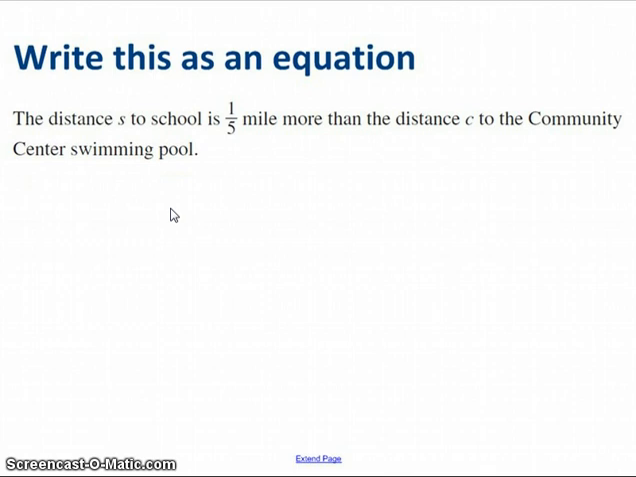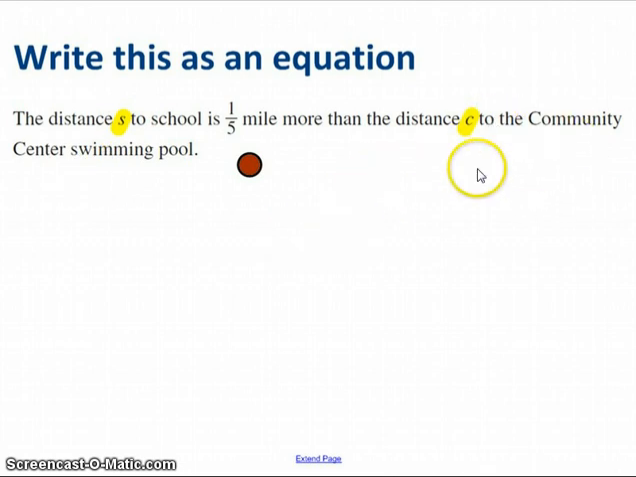Okay, using that kind of skill to write your own equation, not choosing between two, but having to write one from scratch, well, let's look at this story. It's a fairly short story, and in this case, I'm comfortable with the letters that they've chosen. S for school, C for community center. Notice it's never going to be perfect. It's a community center swimming pool, so you might have said S for this, I suppose. But I'm going to live with S and C in this case.